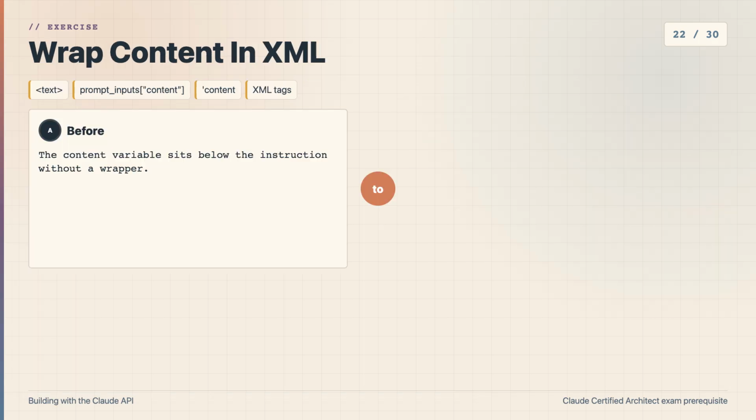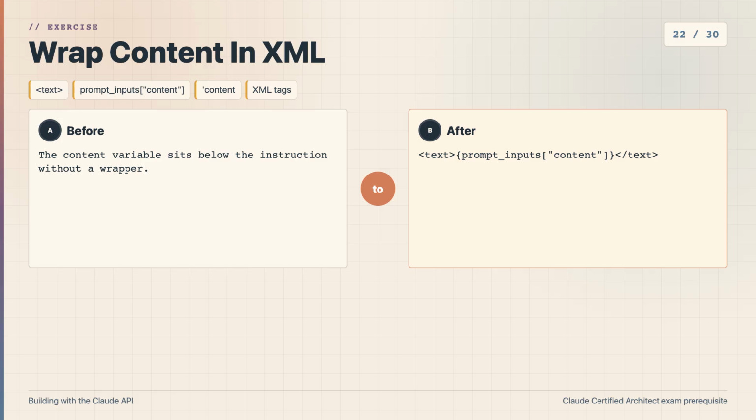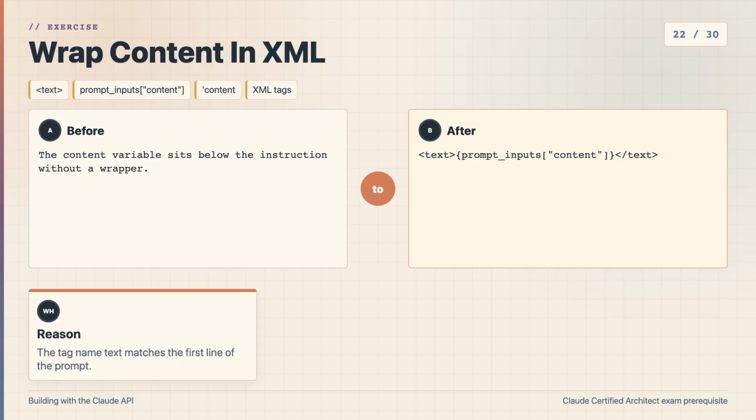The direct prompt is strong, but we can still add structure. Wrap the interpolated content in text and /text. The name text makes sense because the first line says the model is working with a passage of text. Now Claude can separate the instruction from prompt_inputs content. This is the same XML habit from earlier, applied to the exercise instead of the meal plan prompt. The wrapper is not decoration. It protects the passage from blending into the instruction.